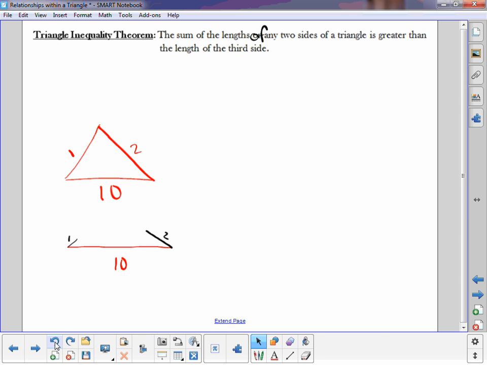Alright, so let's take a look at another possibility. What if I had 3 and 7? Talk to your shoulder partner, can that make a triangle? Alright, show me thumbs up for yes, it's a triangle, down for no. I'm seeing a lot of no's. Who would like to explain why this one can't be?